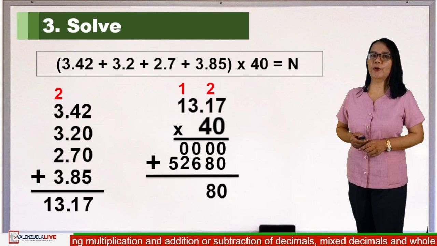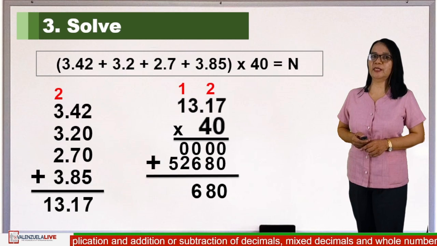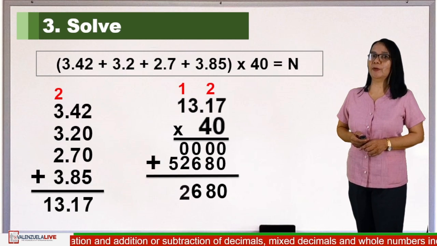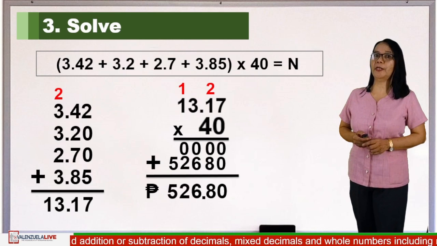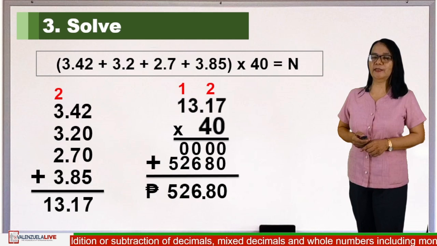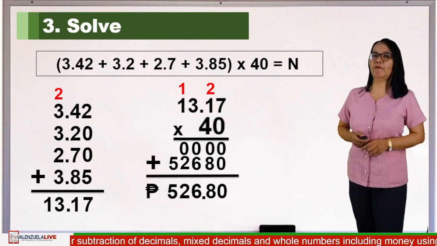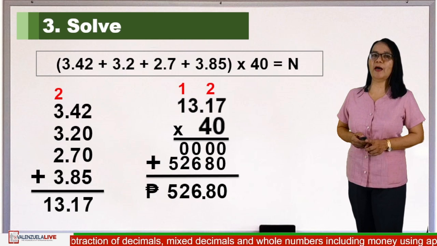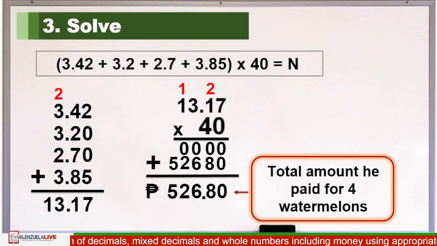Bring down 0. 0 plus 8 equals 8. 0 plus 6 equals 6. 0 plus 2 equals 2. Bring down 5. Affix a decimal point and peso sign. Therefore, the total amount he paid for 4 watermelons is 526 pesos and 80 centavos.